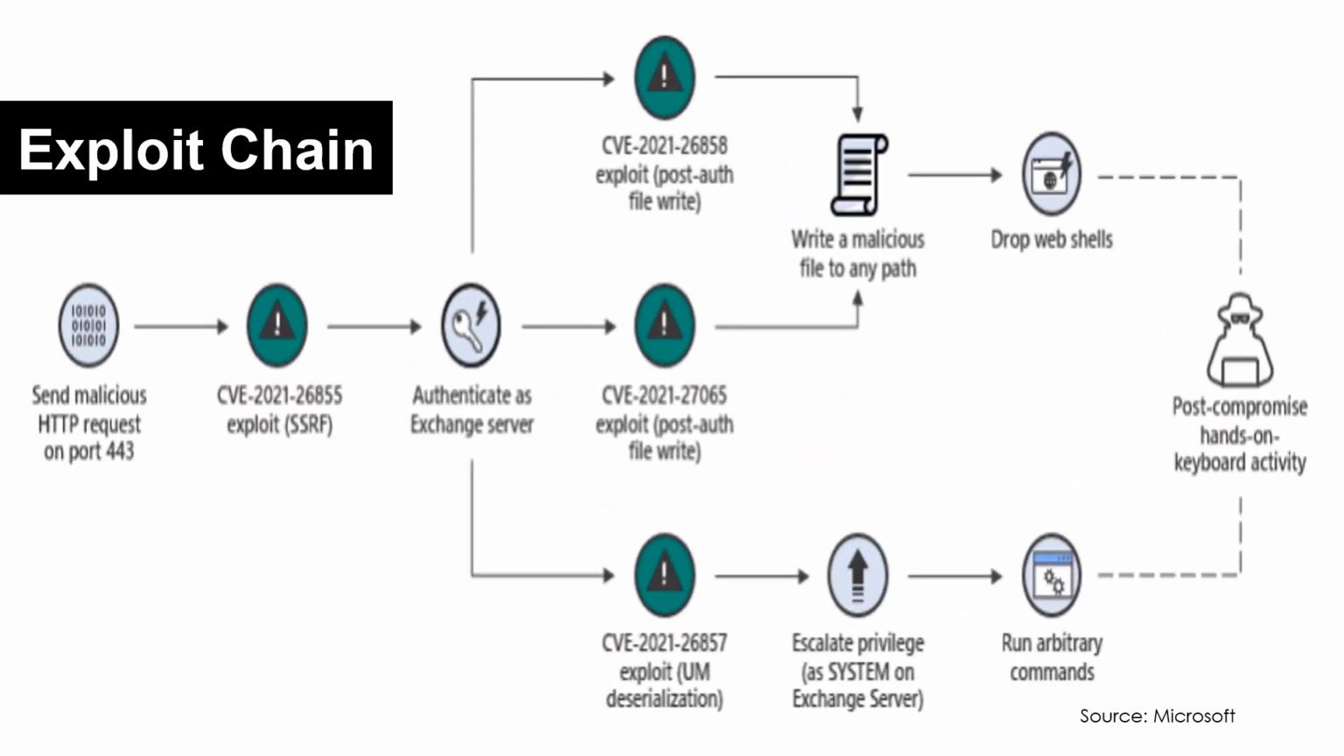Here is the detailed exploit path provided by Microsoft. In the first step, the ProxyLogon vulnerability was exploited, which allowed the attackers to be authenticated as the Exchange server. Once the attackers were authenticated, they could exploit other vulnerabilities to either drop web shells or run arbitrary code after privilege escalation. Finally, they could perform any post-exploitation activities like data exfiltration or ransomware.